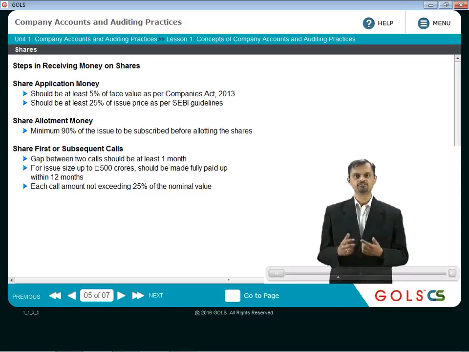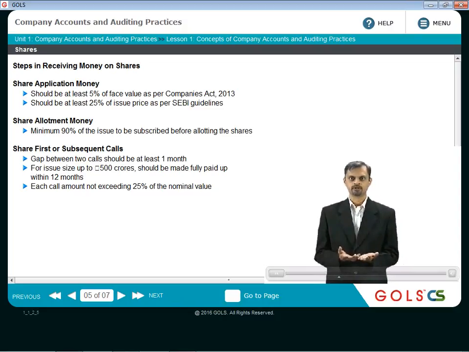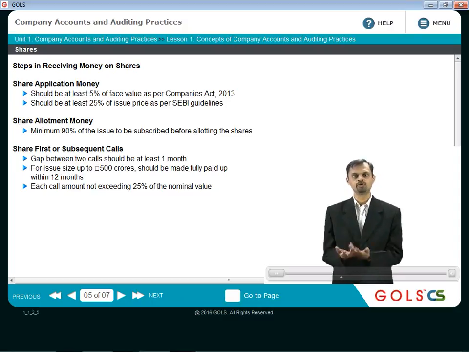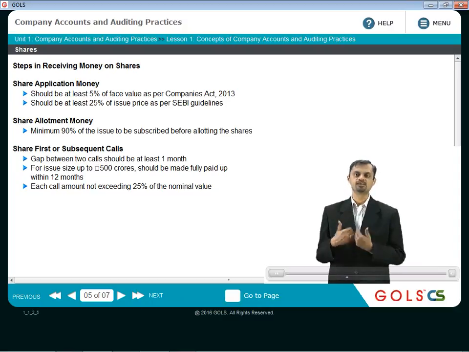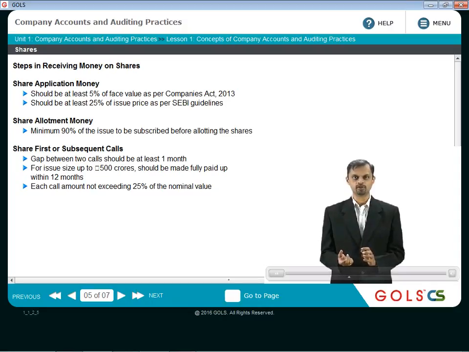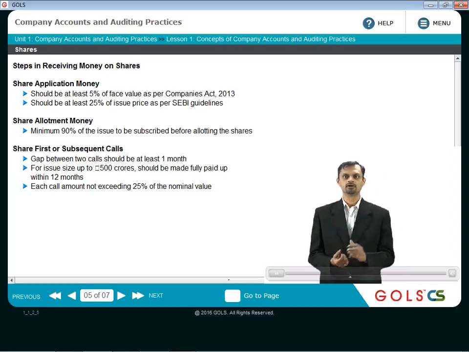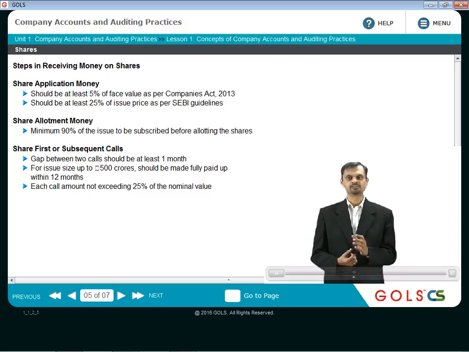What it means is that if the shares are issued at premium, that means 10 rupees is the face value and suppose 2 rupees is the extra amount that the company has called up, that is called premium. We'll talk about it in detail when we go to share securities premium. So then the issue price becomes 12 rupees because that is the price at which the shares are actually issued by the company. So then 25% of this 12 rupees becomes the minimum application money that the company should ask for at the time of application. That is as per SEBI guideline.